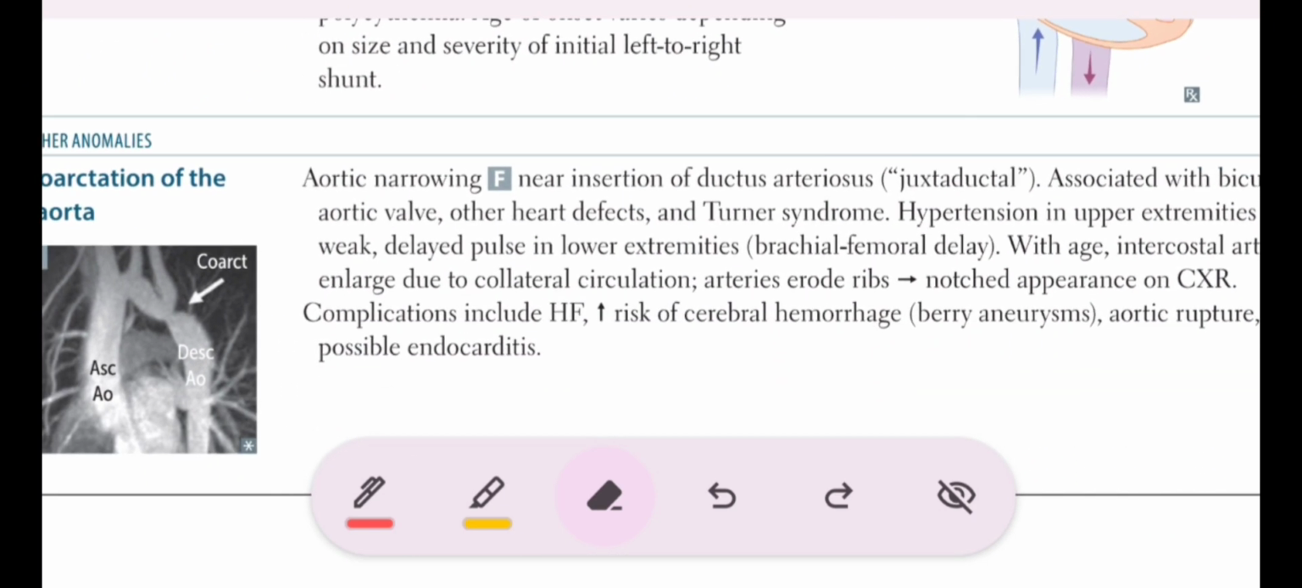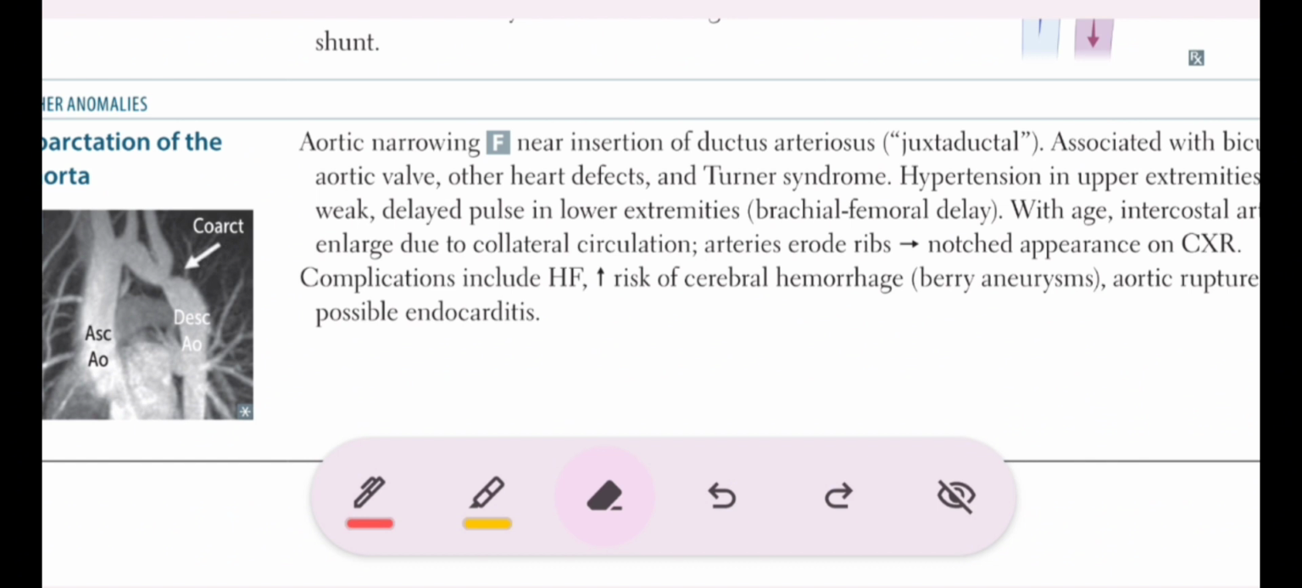Then you have the coarctation of the aorta. Coarctation of the aorta is basically aortic narrowing near the insertion of the ductus arteriosus. It is also known as juxtaductal aortic constriction. It is associated with bicuspid aortic valve and other heart defects. It is also commonly seen in Turner syndrome. In this condition, there is hypertension in the upper extremities and weak delayed pulse in the lower extremities. This causes the brachiofemoral delay, a characteristic sign that is present in coarctation of the aorta.